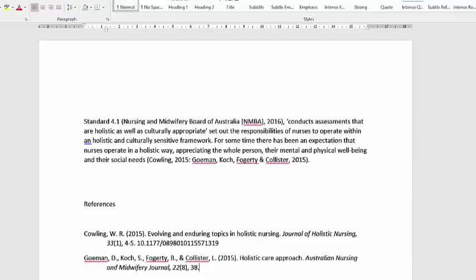So back to this paragraph. So standard 4.1, the NMB 2016, conducts assessments that are holistic as well as culturally appropriate, sets out the responsibilities of nurses to operate within a holistic and culturally sensitive framework. For some time there's been an expectation that nurses will operate in a holistic way, appreciating the whole person, their mental and physical well-being and their social needs. And this is information I gleaned from those two pieces of work that I looked at.